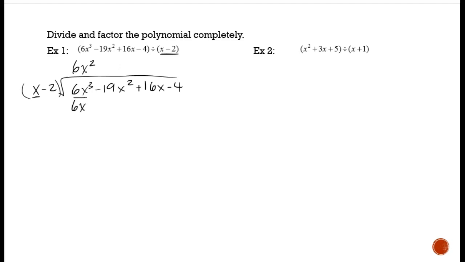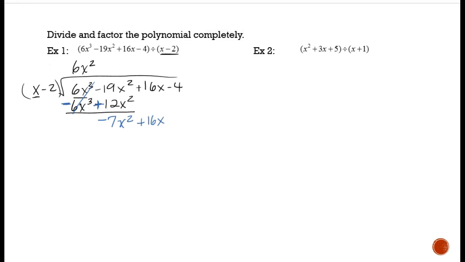So it's going to give me 6x cubed. 6x squared times negative 2 will give me negative 12x squared. Now, here's a key point right here. Once you've done that, you're going to change the signs. You want this first term to go to 0. So I need to make that negative, which makes this positive. All right? And then this goes to 0, which I know I did it right if it turns to 0. And now I combine like terms. So negative 19x squared plus 12x squared gives me a negative 7x squared plus 16x.